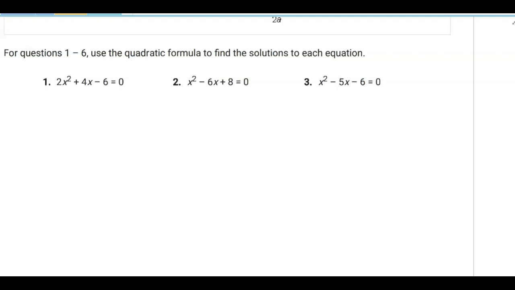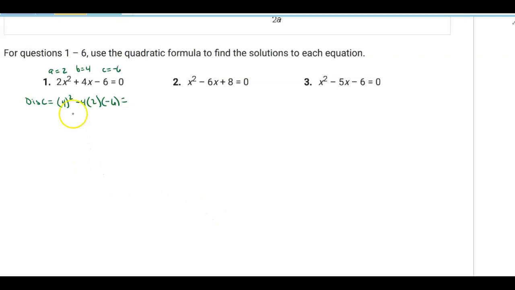First problem is already set equal to 0. So right away we can gather a is equal to 2 here, b is equal to 4, and c is negative 6. Now you're going to want to have your calculator here because when we evaluate the discriminant, if b is 4, we're going to do 4 squared minus 4 times 2 times negative 6.